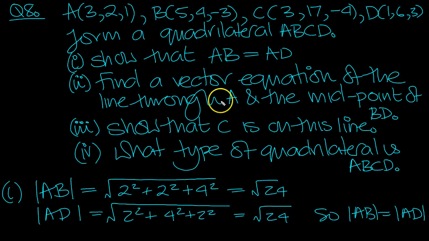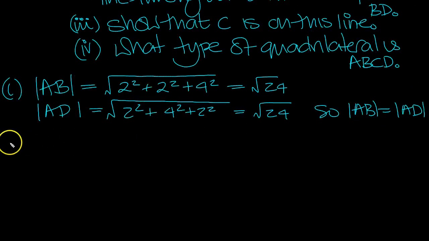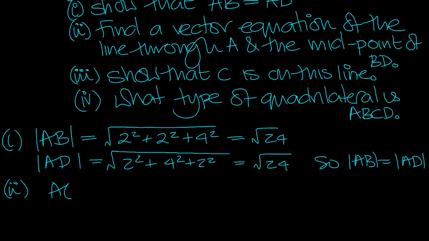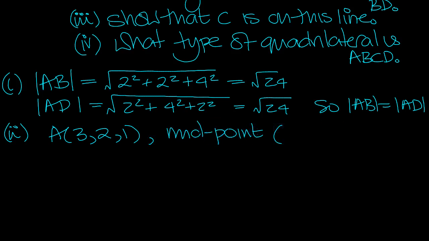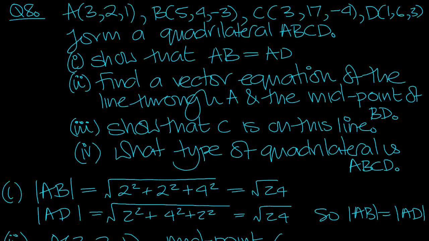Find the vector equation of the line through A and the midpoint of BD. Okay, so part 2. So the coordinates of A, let's just get those: 3, 2, 1. And the midpoint of BD. The coordinate of that midpoint of B to D. Midpoint of BD, so add these.